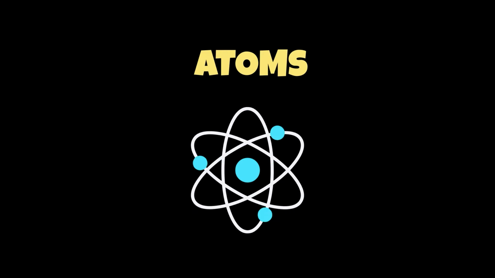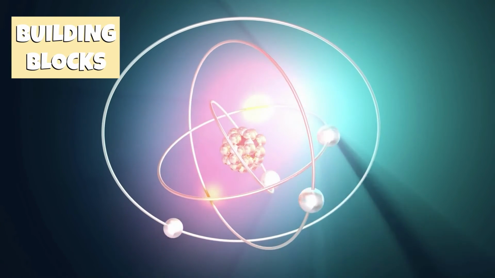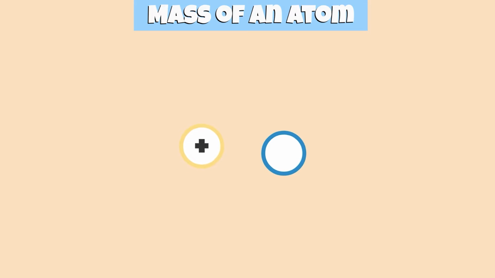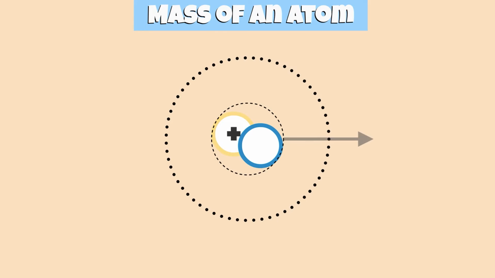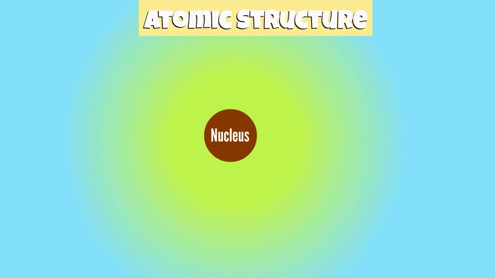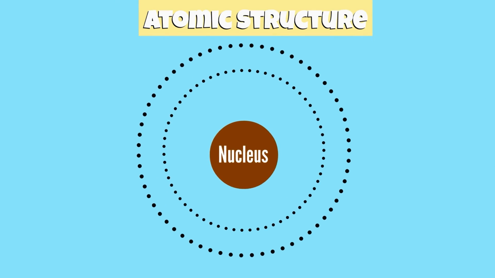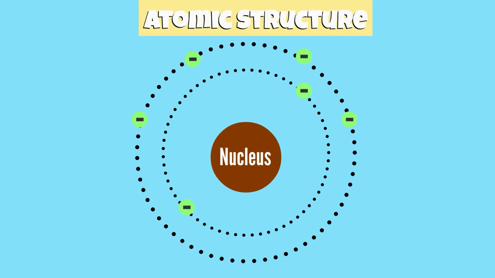So what are atoms? Atoms are the building blocks of all matter, and they're made up of protons, neutrons, and electrons. Protons and neutrons are clumped together in a small space in the center of an atom called the nucleus. Electrons move around outside of the nucleus in a space called orbitals. Each orbital has a limited capacity for how many electrons it can hold.